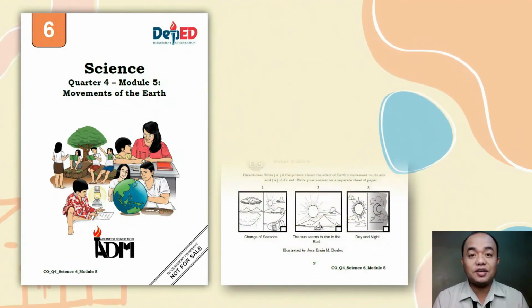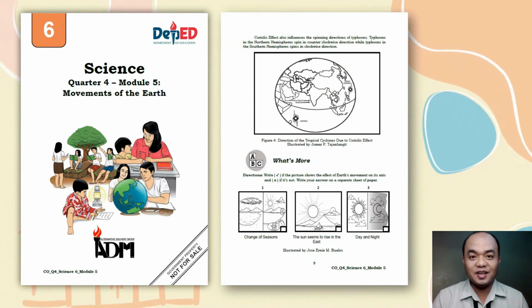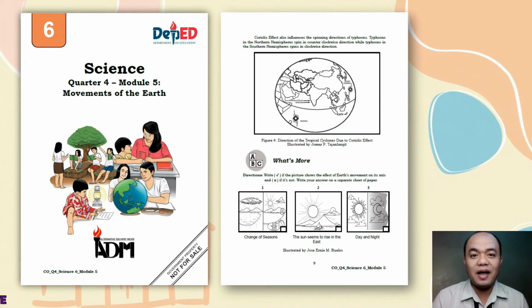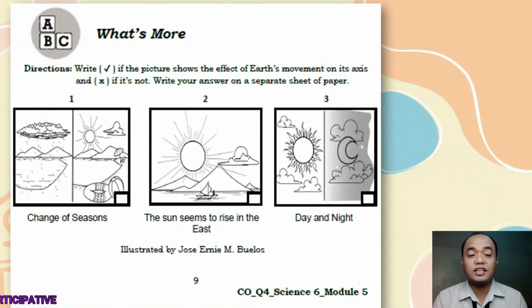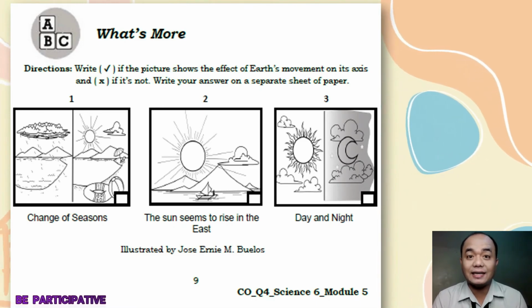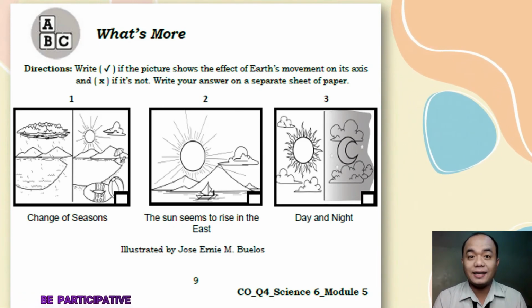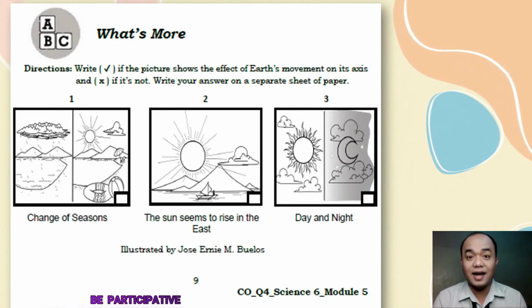This time, let's answer the what's more part of your Module 5, particularly your Lesson 1. This could be found on page 9 to 10. Directions: check if the picture shows effects of Earth's movement on its axis, or we call this as Earth's rotation, and X if it's not.